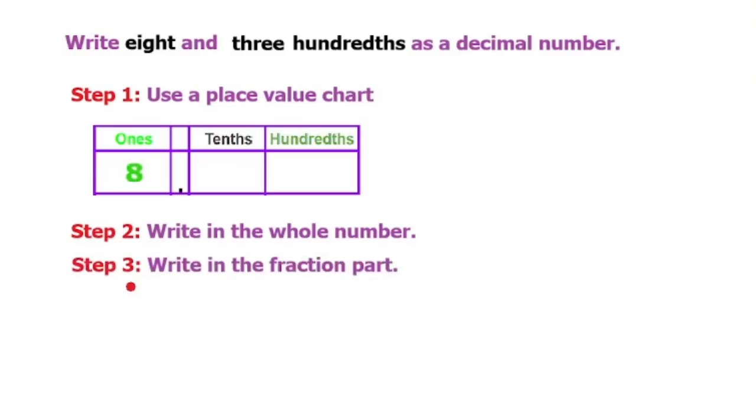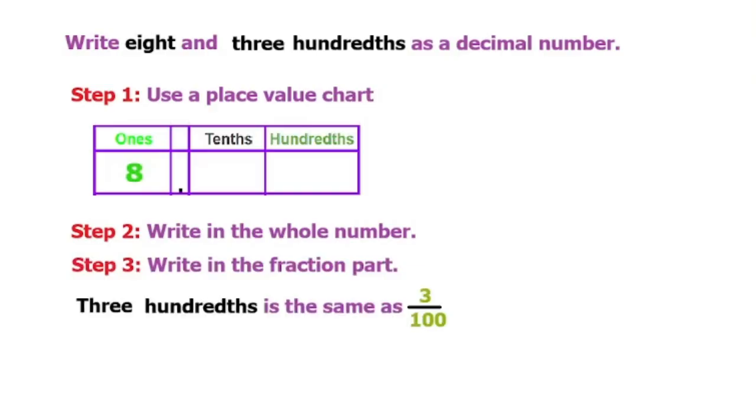Next step, write in the fraction part. So 3/100ths is the same as 3 over 100. That's how you would express 3/100ths. So 3 goes in the hundredth spot. So we put the 3 in here.